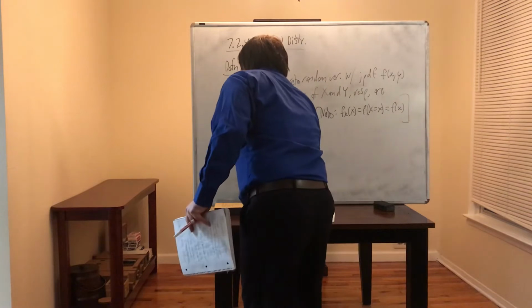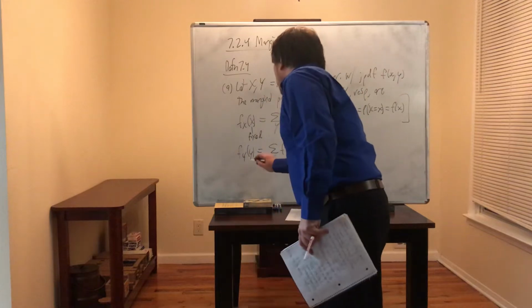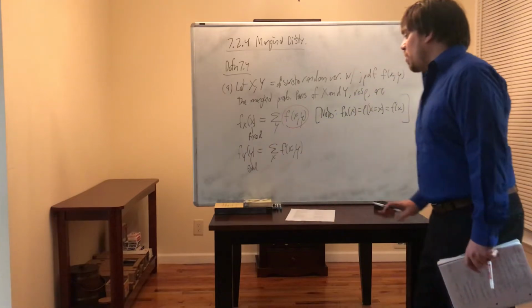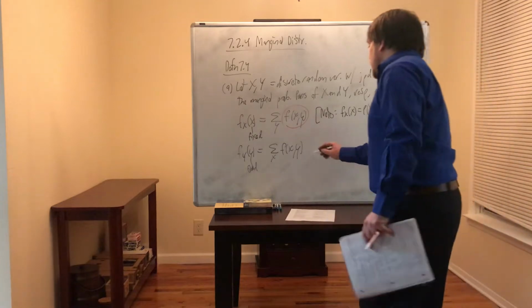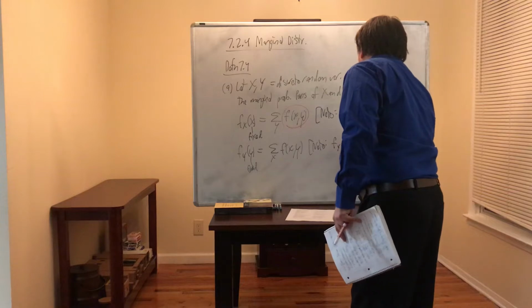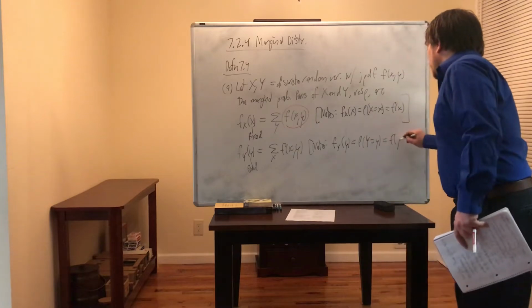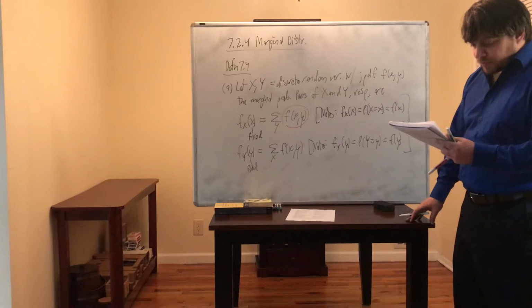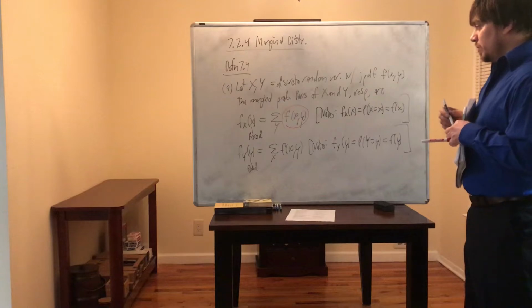And f sub y of y is equal to the sum over x of f of x comma y. So this little y is fixed, and f sub y of y is when you keep y fixed and you sum over all the possible values of x of f of x comma y. And note here that f sub y of y is equal to the probability that capital Y is equal to little y, which is f of y. So that's part A of definition 7.4.